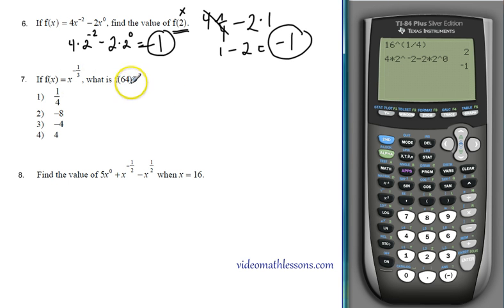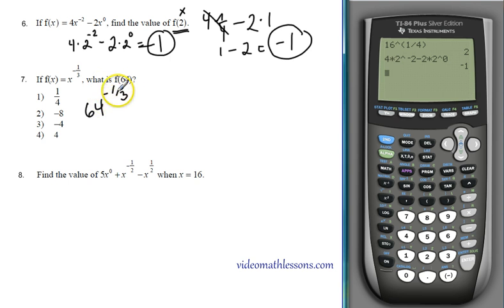Number 7. F of 64, here's our function, x to the negative 1/3. Now, we could do this with a calculator, without a calculator. I'm just going to do it without a calculator. So I'm going to do 64 to the negative 1/3 power. And if you need a calculator, feel free to use a calculator. Do not get this wrong just because you didn't feel like typing it in. So let's write this down.